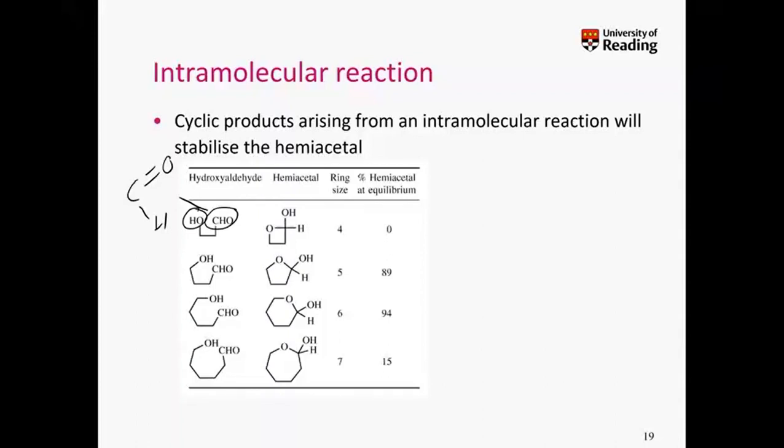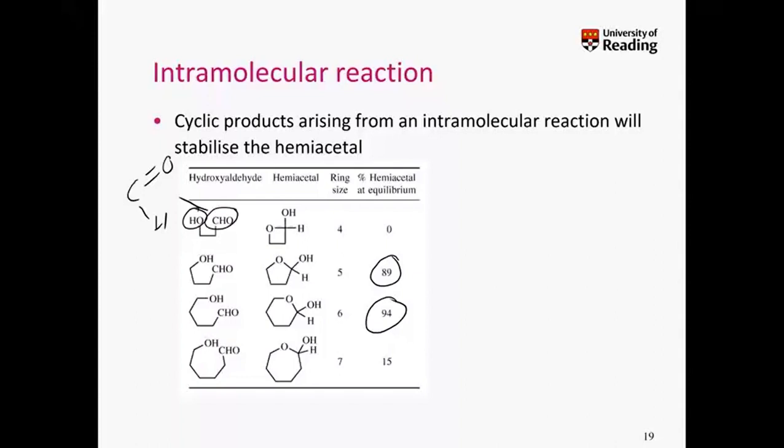Now, if you have it in a four-membered ring, you don't get any hemiacetal at all when you look at the equilibrium. If you put it in a five-membered ring, nearly 90% of it actually survives, present as a hemiacetal. When you make a six-membered ring, we're up to 95% of that material in the hemiacetal form. Once you go to a seven-membered ring, it starts dropping again. And there are lots of reasons why five and six-membered rings are more favourable.